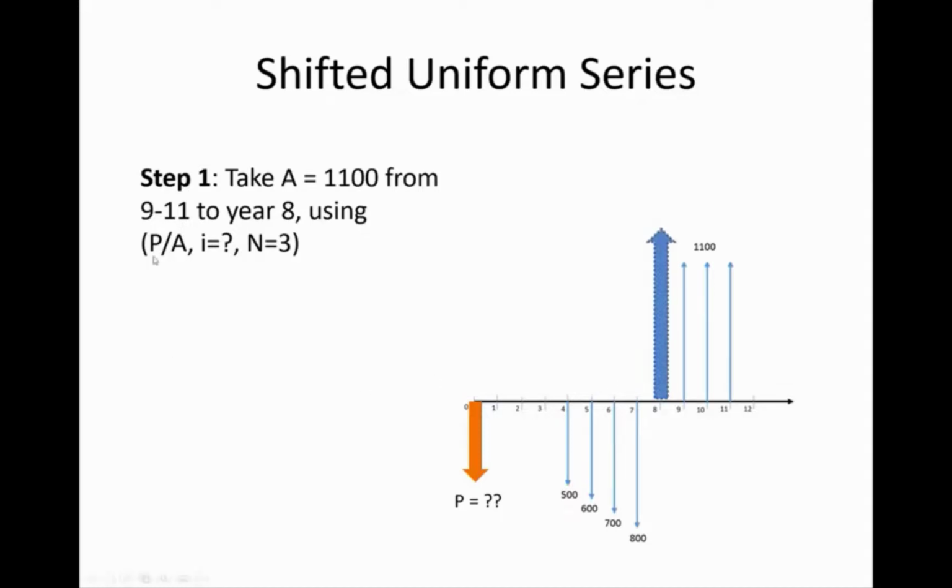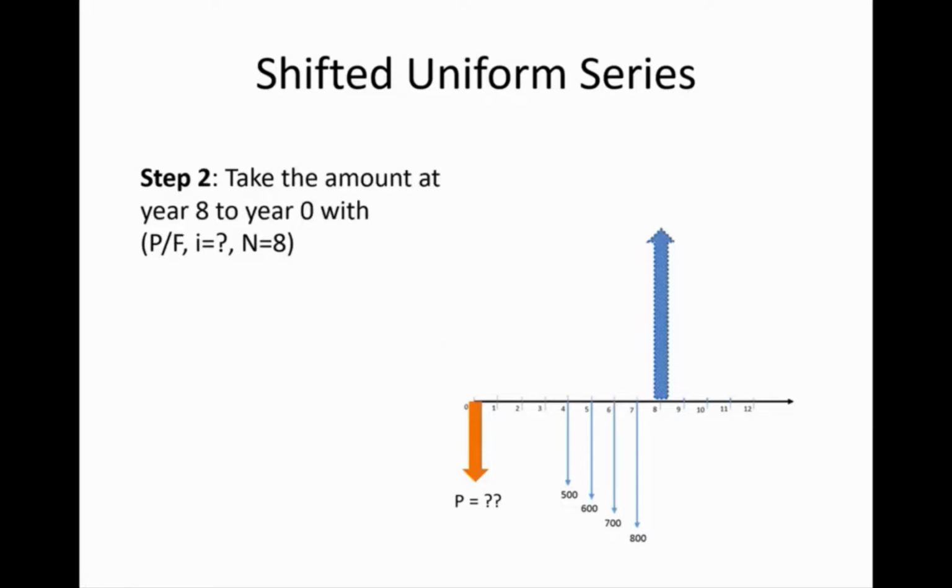The way that you do that is you'd look up the table factor, you'd find P given A for whatever the interest rate is for n equals 3 periods. So now we've got just a single amount at year 8 instead of that annual series. It's the equivalent amount.